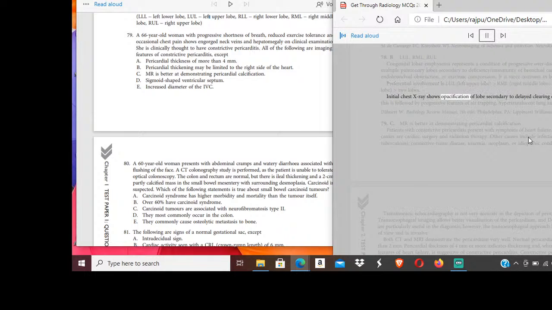Initial chest X-ray shows opacification of the lobe secondary to delayed clearing of pulmonary fluid. This is followed by progressive features of air trapping, hypertranslucent lung, and mediastinal shift. Dähnert W., Radiology Review Manual, 7th ed. Philadelphia, PA, Lippincott, Williams and Wilkins, 2011.